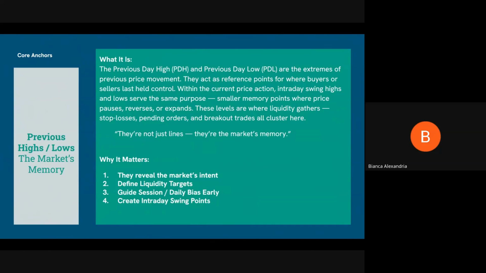All right, so previous highs and lows are literally the market's memory. The previous high and low are extremes of previous price movement. So these act as reference points where buyers and sellers have last held control. We can see these within previous sessions, previous days, as well as intraday swing highs and lows, and they all serve the same purpose. These are smaller memory points where price pauses, reverses, or expands. So these levels are where liquidity gathers. These are the places where price likes to go and grab liquidity and reverse in the opposite direction.